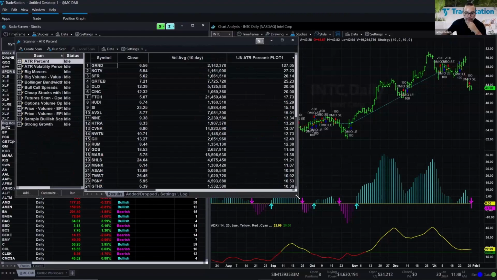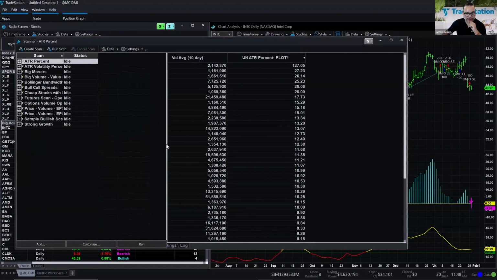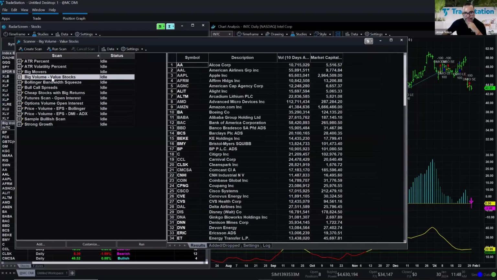All right, let me open up my scanner here a little bit. I may have many more scans than you do, or fewer, if you're using the scanner a lot. But there's a scan here called, here we go, Big Volume Value Stocks. This is built into TradeStation.